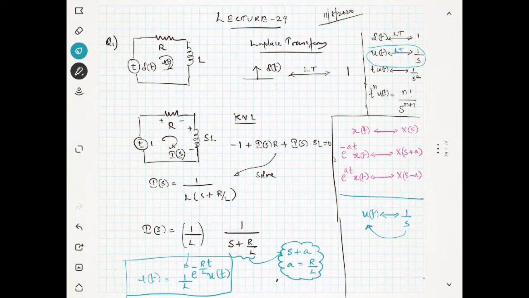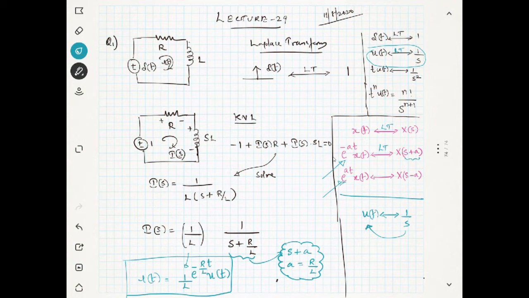So that's why I told you, doctor, to just refer. From where do you bring exponential minus R by L t? You see this rule that I'm showing now. This is the rule in Laplace transform. If you have s plus a in frequency domain, then you have an exponential term in time domain. That is a rule in Laplace transform. You can prove it mathematically.